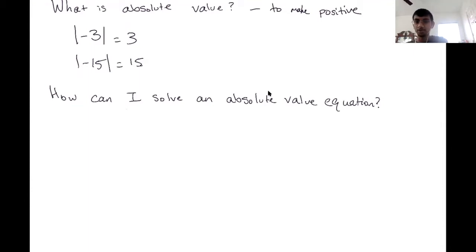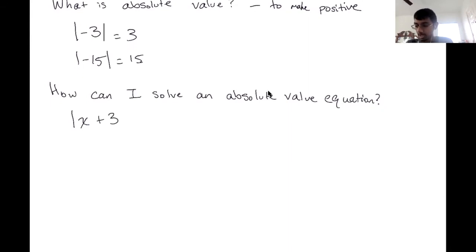So let's look at an example over here. Let's start off pretty basic. Let's say it was the absolute value of x plus 3, and that was equal to 5. So how do we solve for something like this? It's actually a very, very straightforward concept.